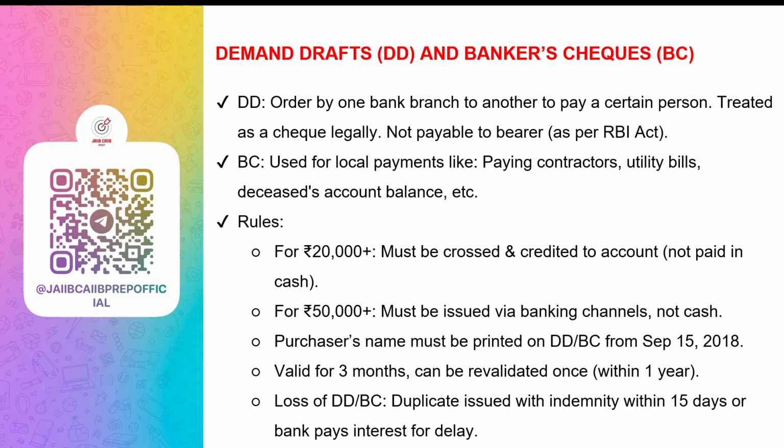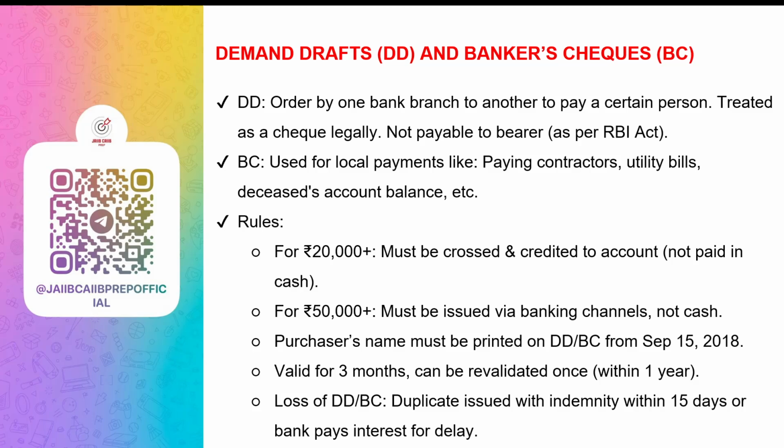And from September 15, 2018, the purchaser's name must be printed on the demand draft or banker check. It has the same validity as a check, that is 3 months, and it can be revalidated but only once, and that too within a year. So a demand draft can be revalidated but only once, and that too within 1 year, and after 1 year it is cancelled.